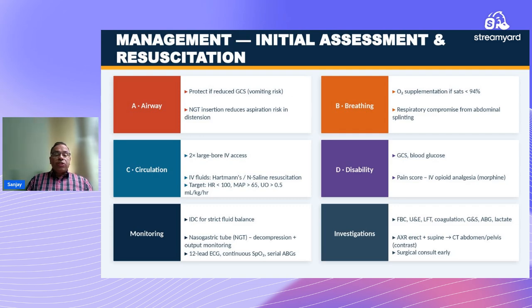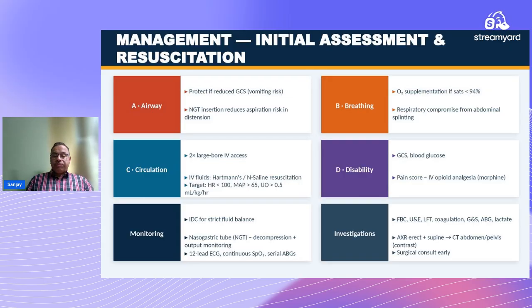Circulation: secure 2 large bore IV cannula access, 16 to 18 size. Start IV fluid, especially Ringer's lactate, Hartmann solution, or normal saline. Target a heart rate of less than 100, mean arterial pressure of more than 65 millimeters of mercury, and urine output of at least 0.5 ml per kg per hour.